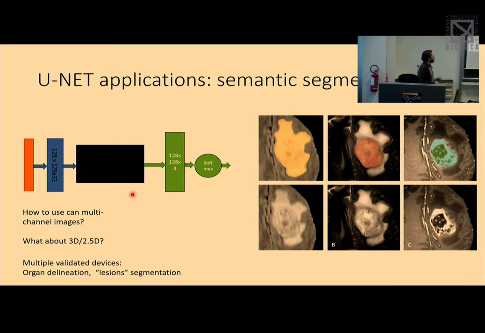Now, you need to keep in mind that, despite the UNet being from 2017 or so, the theoretical introduction, nowadays there are multiple medical devices validated for clinical use, which are approved for multiple tasks, like organ delineation. You get a CT scan, and you get a software that automatically defines the boundaries of the liver, the stomach, or whatever is your task, or some lesion recognition.